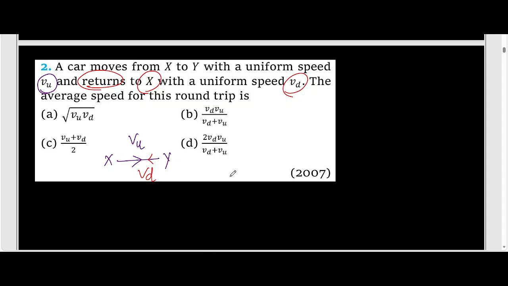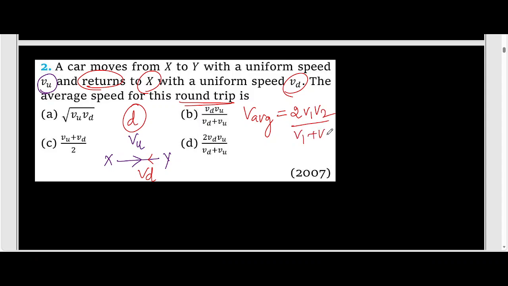In both the cases distance is same, right? X to y, y to x. Imagine it is some d meters. So in both the cases it was traveling the same distance. So the average speed for this round trip, that means for the entire journey, what is the average speed? It's the same again. 2v1 v2 by v1 plus v2.